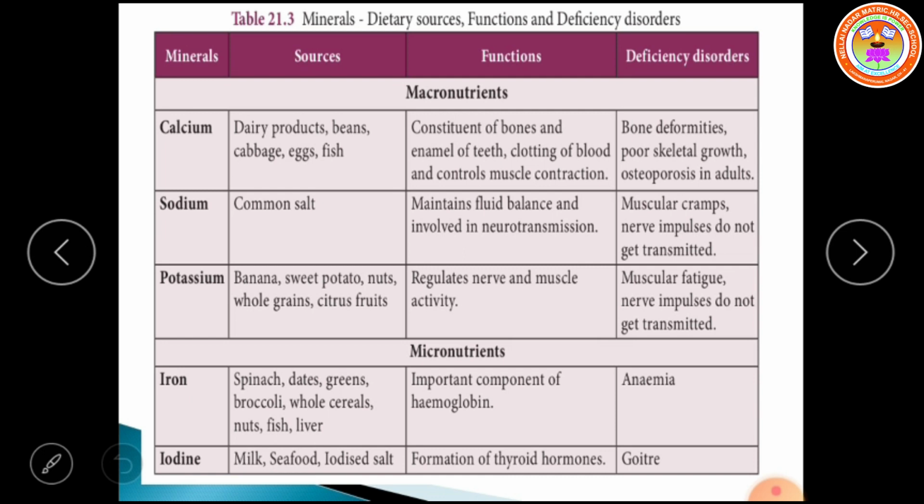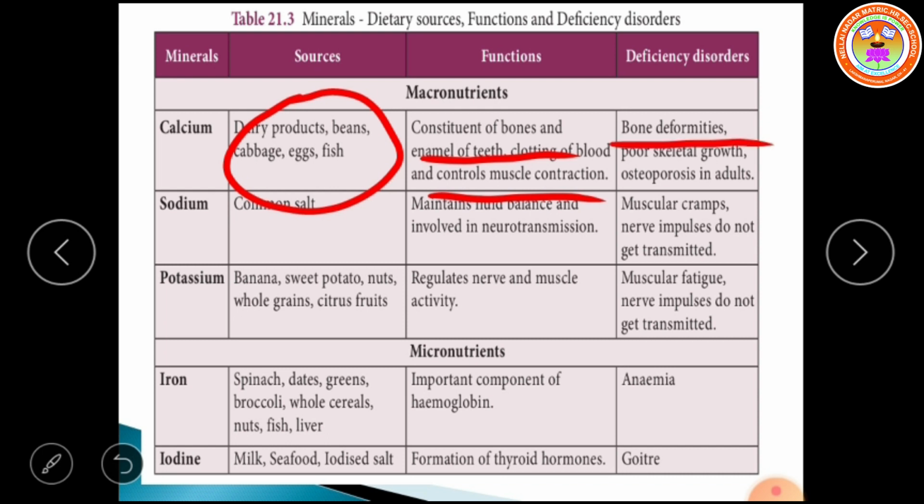Calcium is generally obtained in large amounts from dairy products such as milk, as well as cabbage, eggs, and fish. It is very important for the formation of bones, enamel of teeth, clotting of blood, and it controls muscle contraction. Deficiency of calcium leads to bone deformities, poor skeletal growth, and osteoporosis in adults. Osteo means bone. Porosis means opening. The bone becomes spongy and brittle in adults.